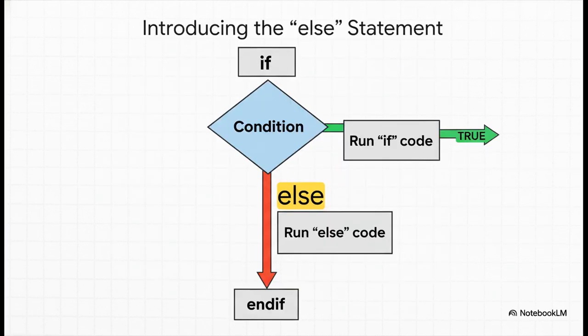But what happens if the condition is false? What's the alternative? Well, that's where else comes into play. This gives us that second path in the road. So if the condition is true, do this, else do this other thing instead. It makes sure our program always has something to do, no matter what.